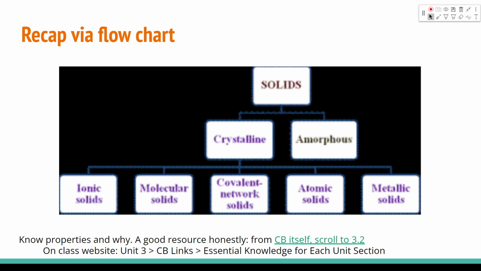So here's a flow recap of the different solids. So we have amorphous, which is the disorganized one, and then we have our different crystal structures. Now, again, know your properties or why. If you're still kind of confused about the different properties and why, honestly, College Board has a good resource for this. I have it on the class website listed here, so you just have to go to Unit 3 specifically. If you scroll down to 3.2, you can really see the nitty-gritty on reasons why. And you could do this for any section. I have all the sections with the details on what you need to know in the section there, so you can always recheck those in case you're lost.